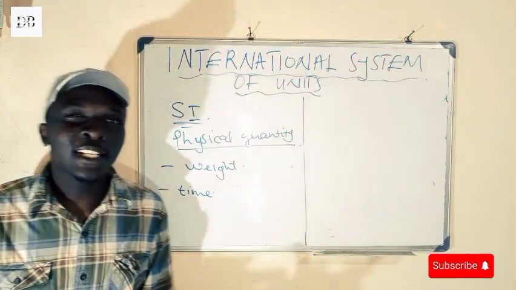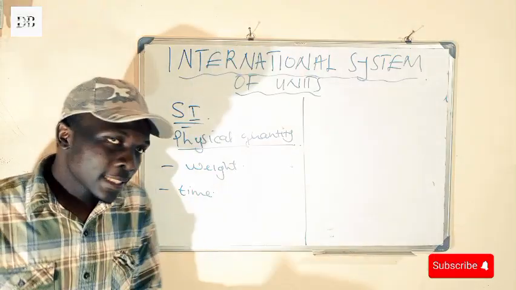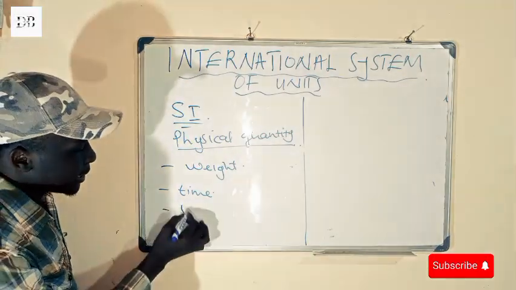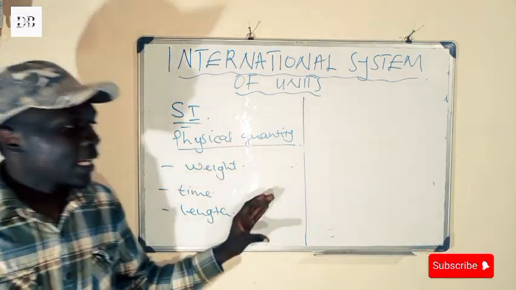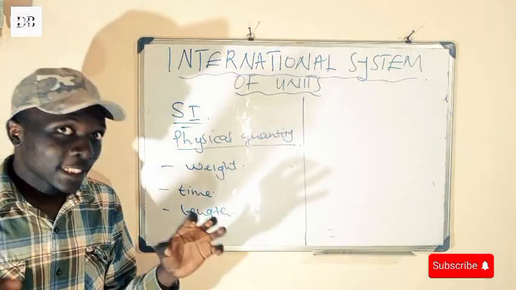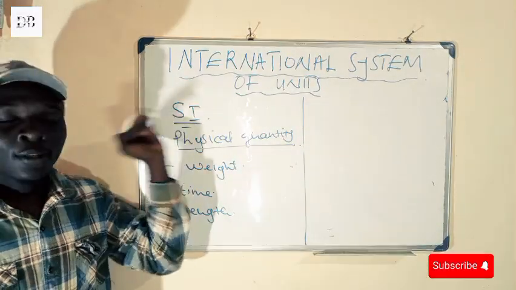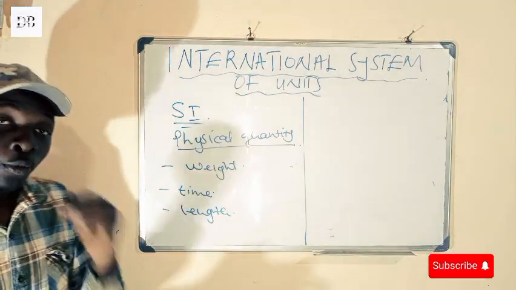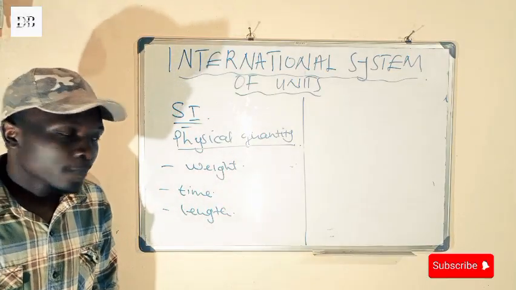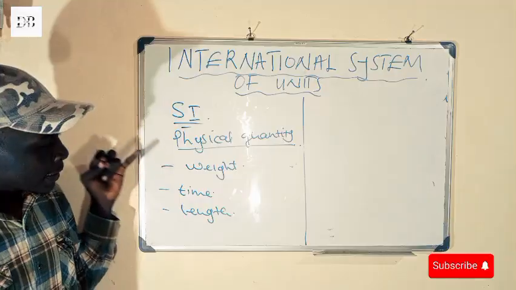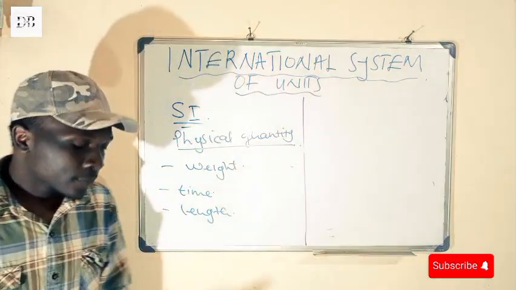If you want to find out how long something is, you are going to measure its length. So anything that you can measure and find out the quantity in numbers, that is what we refer to as a physical quantity, a measurable observation on an object. So that means that it can be anything. You can have weight, time, length, mass, etc.